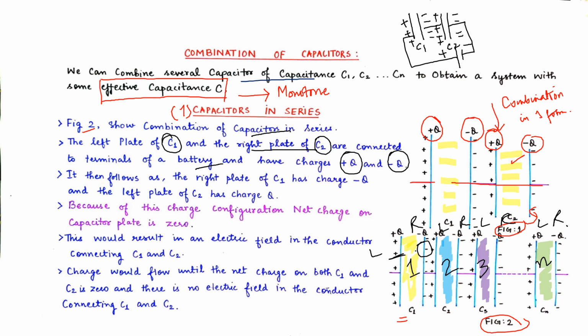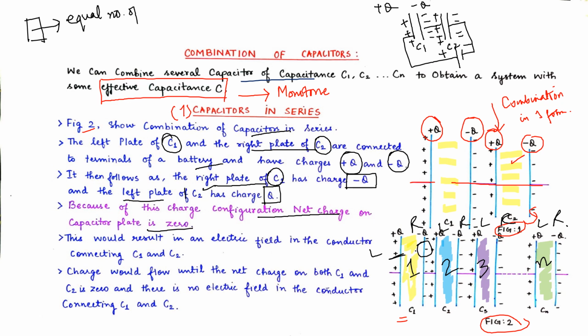It then follows that the right plate of C1 has charge minus Q and the left plate of capacitor C2 has a charge of Q. Because of this charge configuration, net charge on the capacitor plate is 0. This is plus Q, this is minus Q, but both have the same magnitude. It is like a system where an equal number of positive charges and negative charges exist.